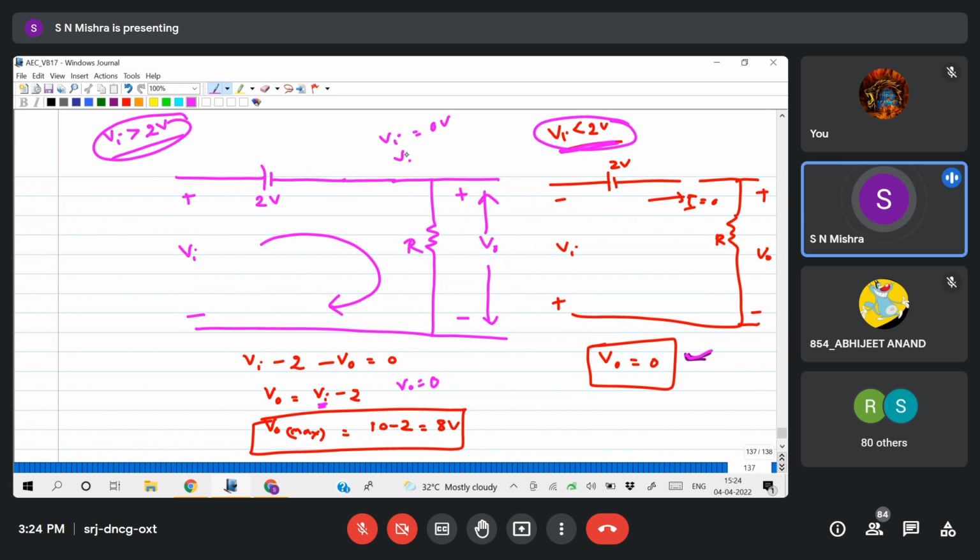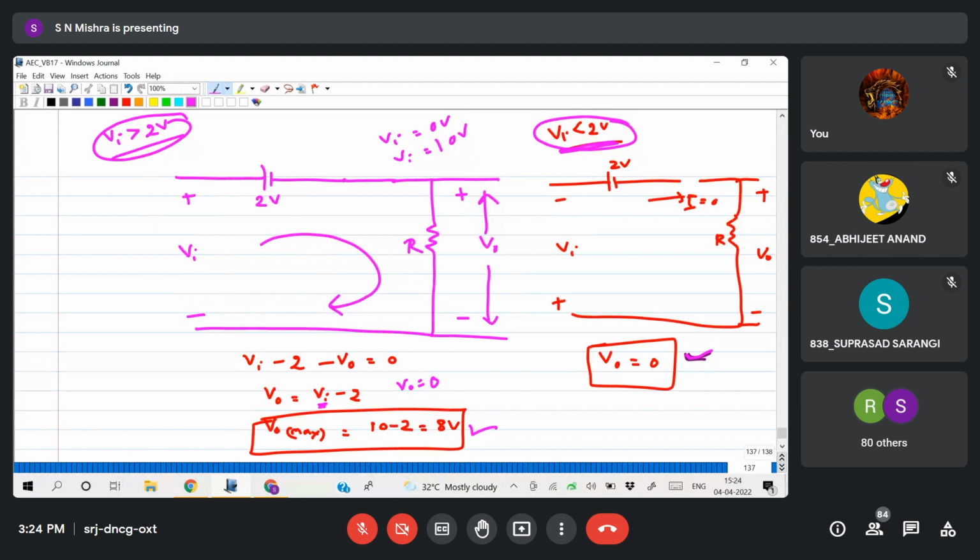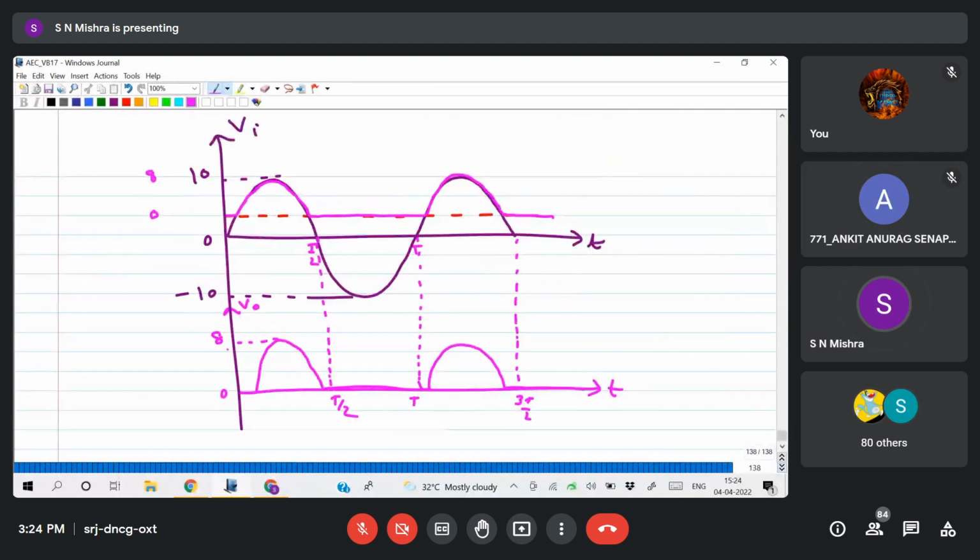When VI is 10 volt, which category will it fall into? Left side or right side? Left. So what is my V naught max? 8. Yes sir, this is 8. Across the input I am changing, so this 2 volt will be changed to 0, 10 will change to 8.